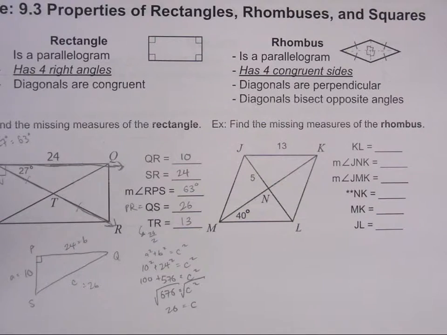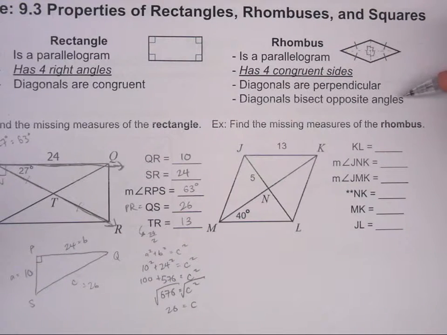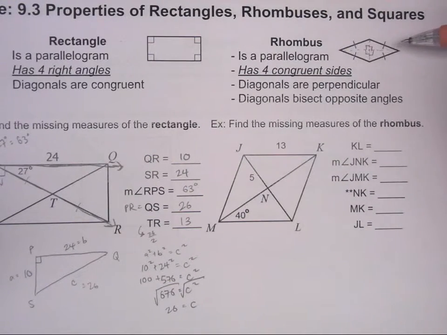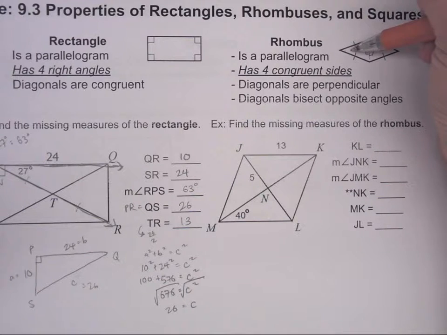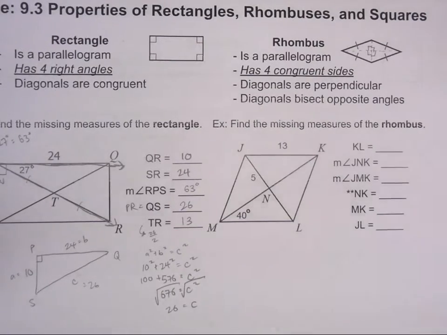Okay, and then this part here says diagonals bisect opposite angles. Basically what that means is that this angle here is the same as this angle, is the same as this angle, etc. We'll get into that later though. Main thing is this one.